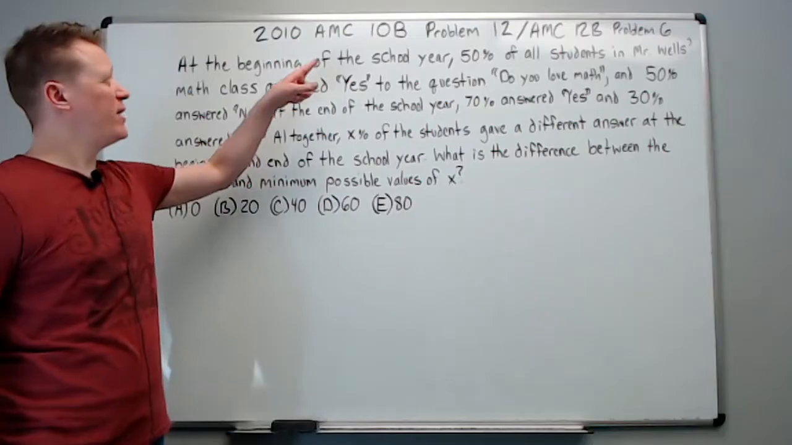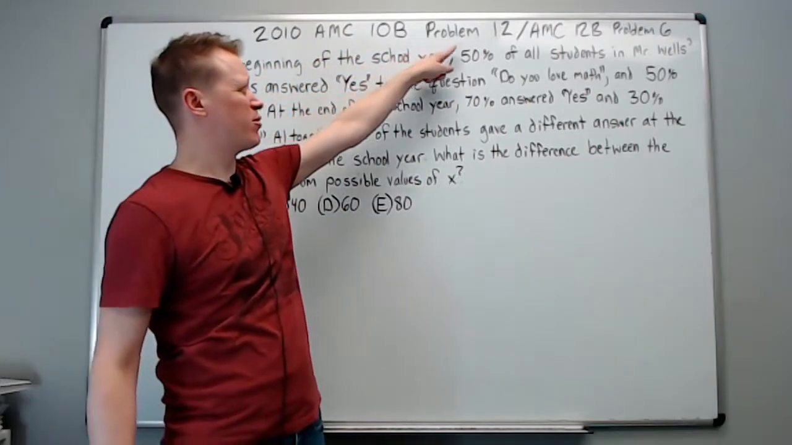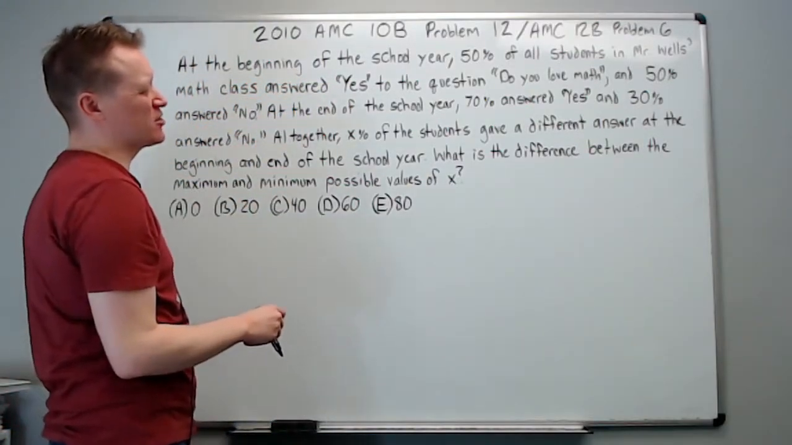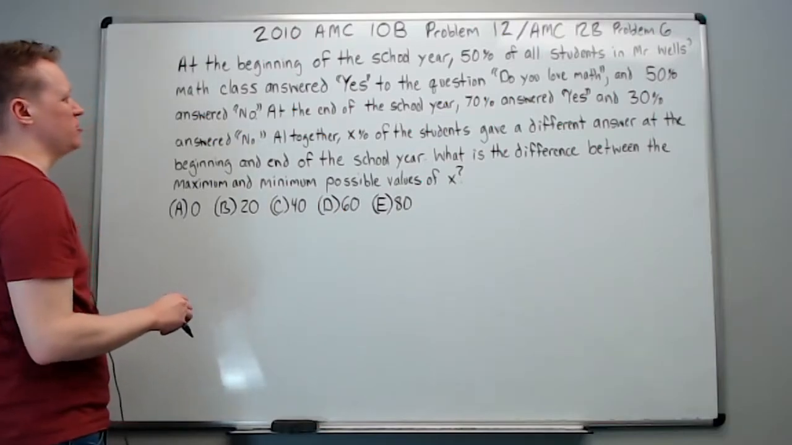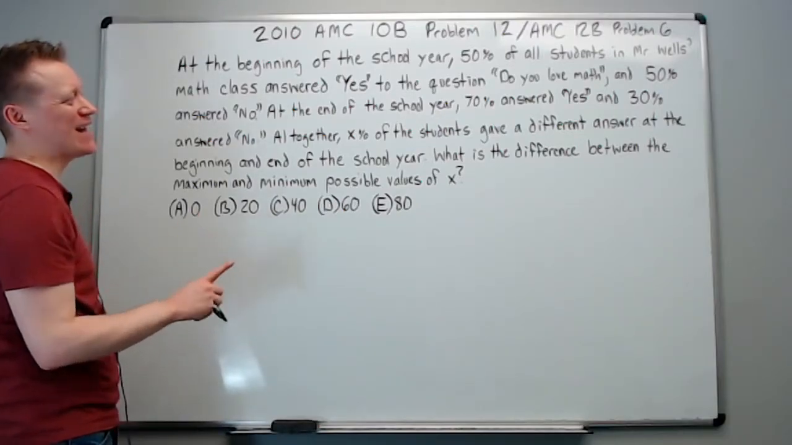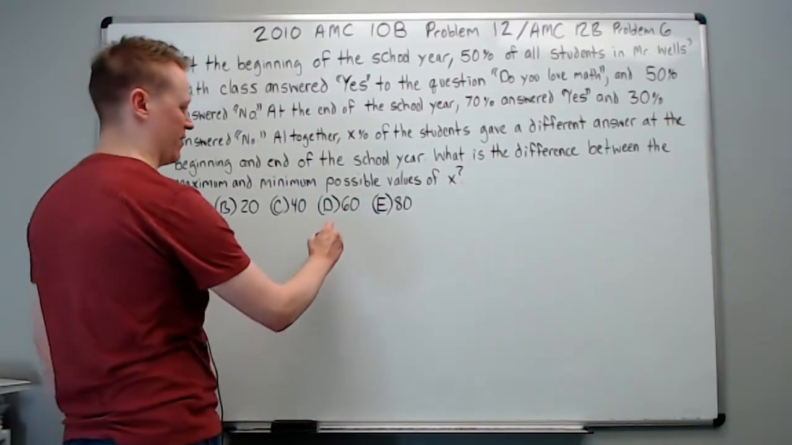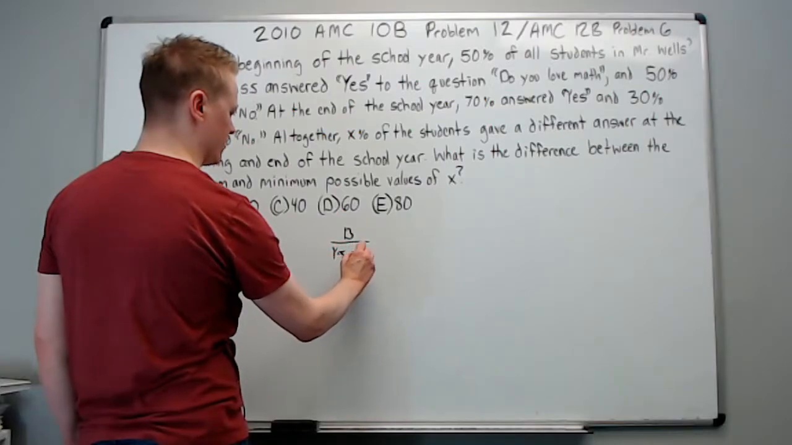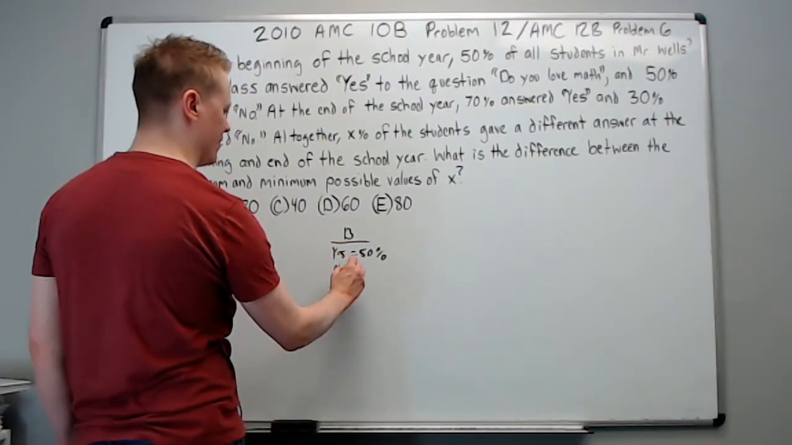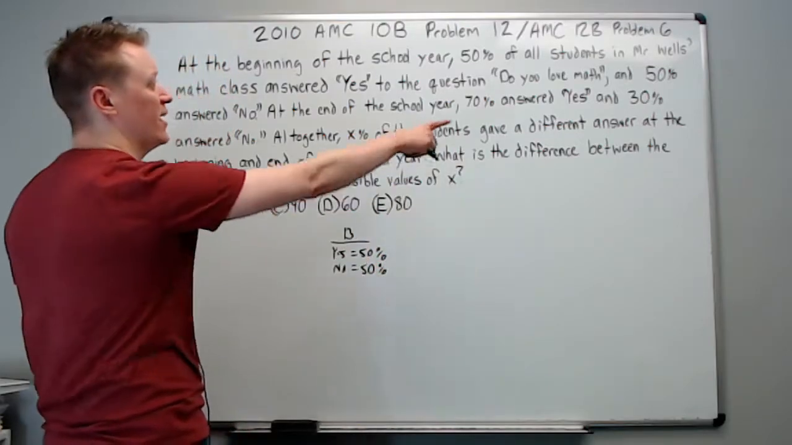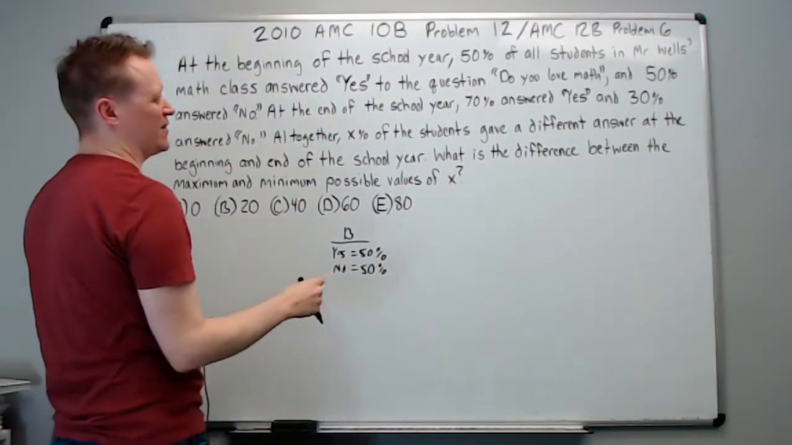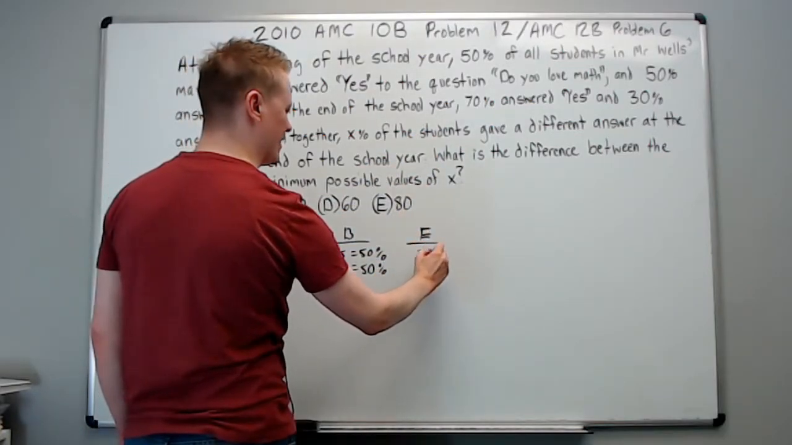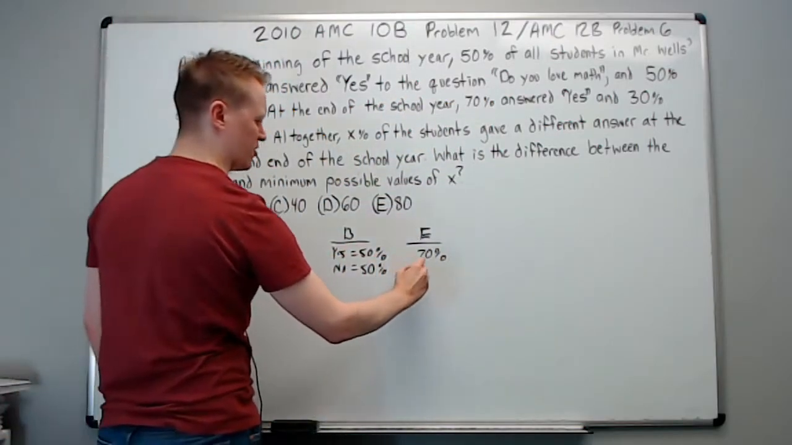All right, and continuing on with the 2010 AMC 10B problem 12, it was also the 12B problem 6. At the beginning of the school year, 50% of all students in Mr. Wells' math class answered yes to the question, do you love math? So at the beginning, yes equals 50%. Obviously then no would equal 50%. At the end of the school year, 70% said yes, and 30% answered no.